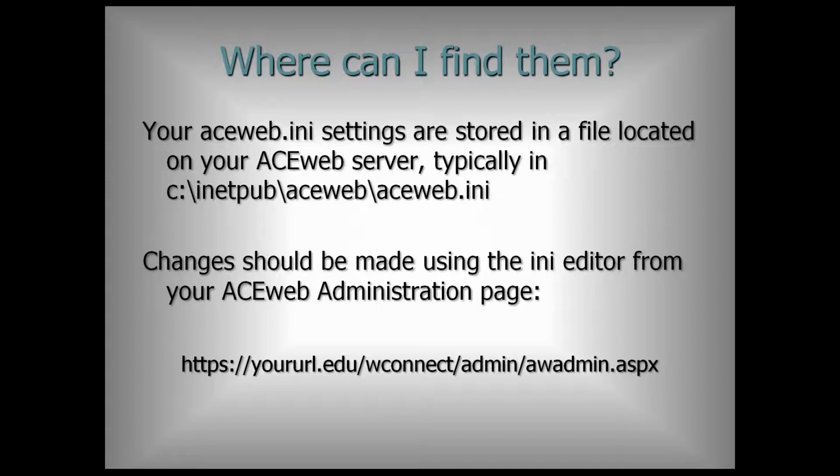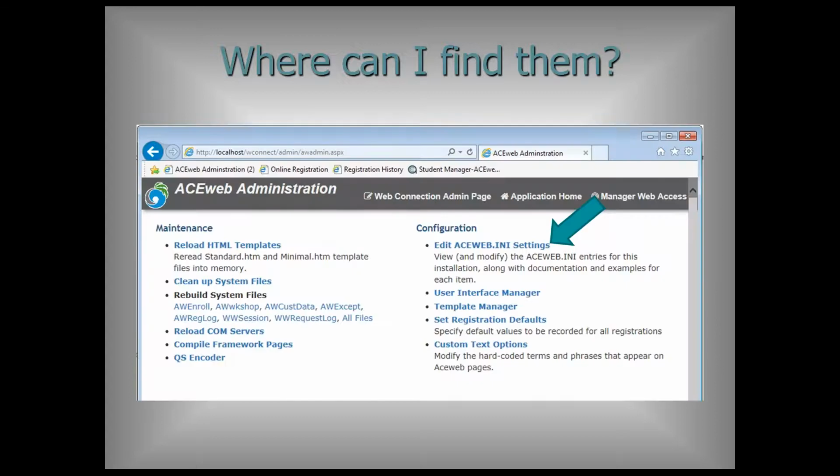If you've never been to your ACEweb admin page, we have an example here, but if you, in a web browser, basically go to your university's URL and then /wconnect/admin/awadmin.aspx, that is your base admin page. This is kind of where everything branches out from here. And in the top right of that page is the link to edit your ACEweb INI settings.